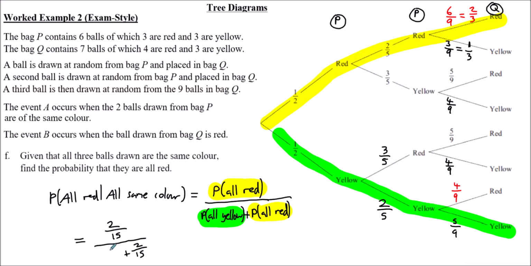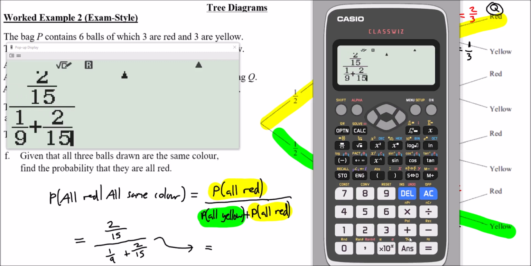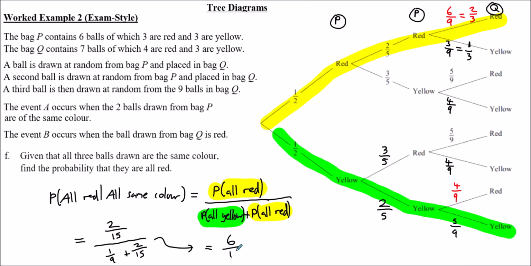So we've got 2/15 all over 1/9 plus 2/15 on the bottom, and we have 6/11. So probability of them all being red, if we're told, and we know that they're all the same colour, there's a 6 out of 11 chance that they're all red, as opposed to them being all yellow. And that's it from me.